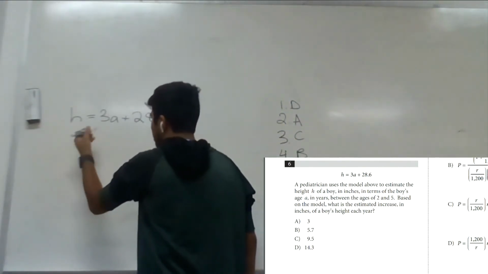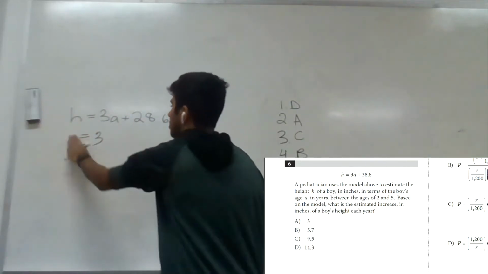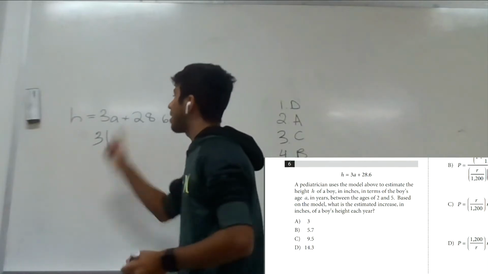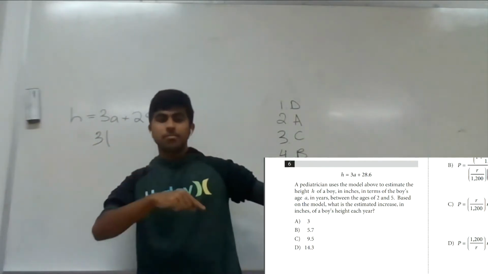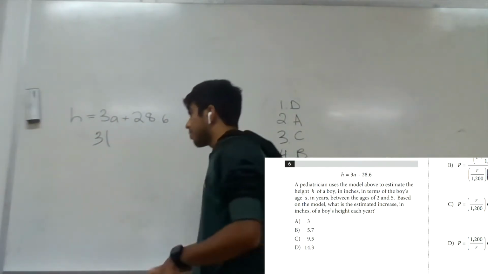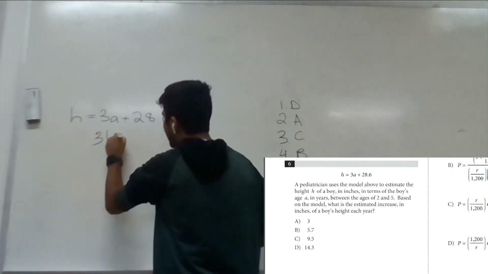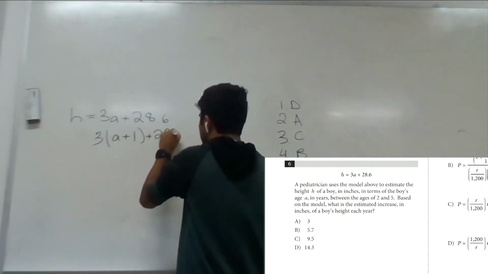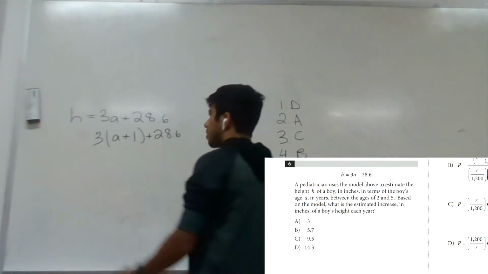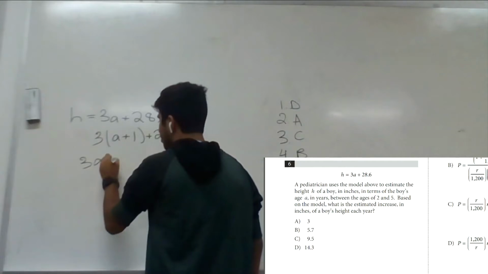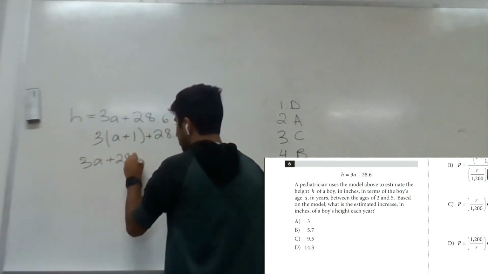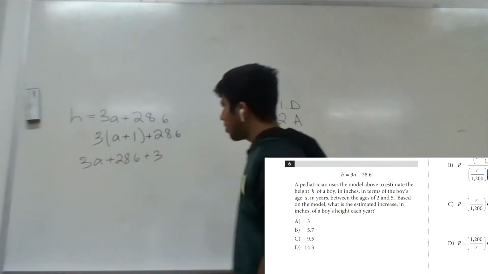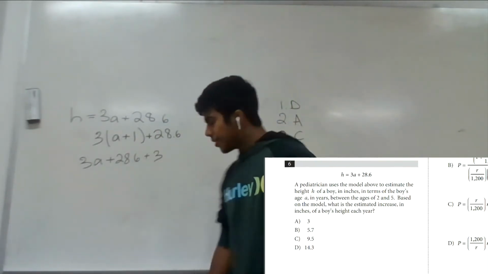Well, we can model it like this. So let's not put an equal sign. We had 3, and then we're not multiplying it by a, because a was his age now. I'm looking at his age the next year. So the next year is just going to be a plus 1, right? So we put a plus 1, and then we add the 28.6. So if we just figure this out, then we have 3a plus 28.6 plus an extra 3. So if you go one extra year, you just added 3.